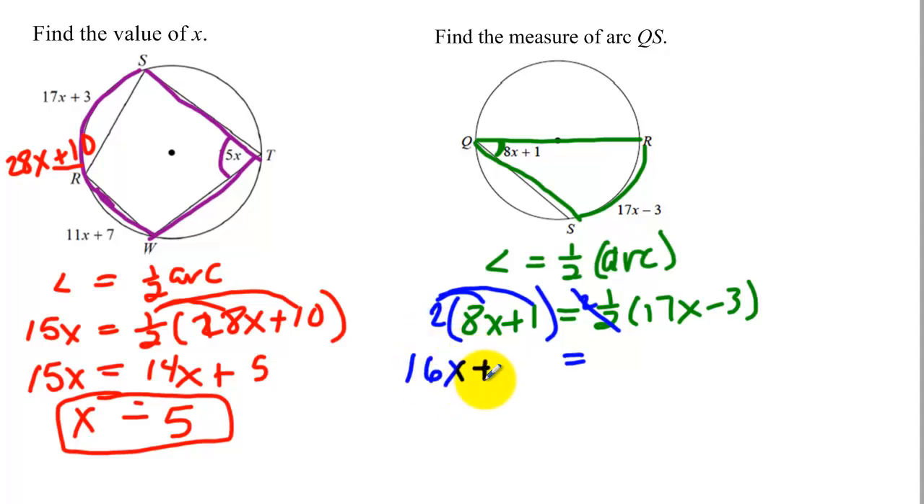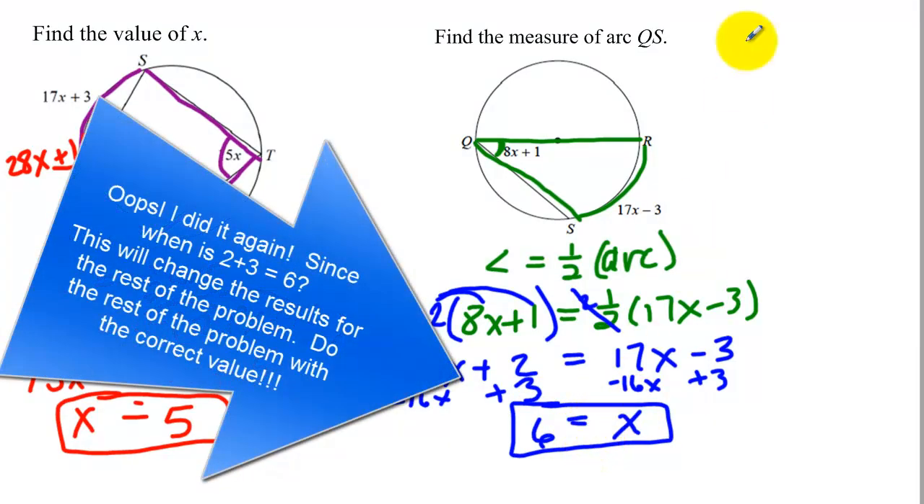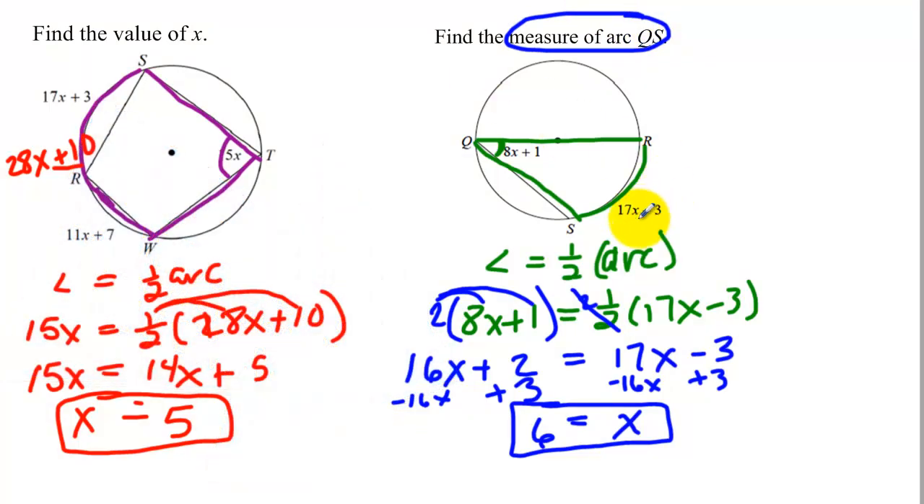Multiplying the 2 through gives me 16x plus 2, and then that half is canceled, so I'm just bringing down 17x minus 3. All right, let's get rid of the 16x's on both sides. That's just 1x. And let's add 3 on the other side. 1x equals 6. Okay, now I'm boxing my answer, but I just noticed that the question is not to find x. It's find the measure of arc QS. We are not finished. Just when you thought you were done.